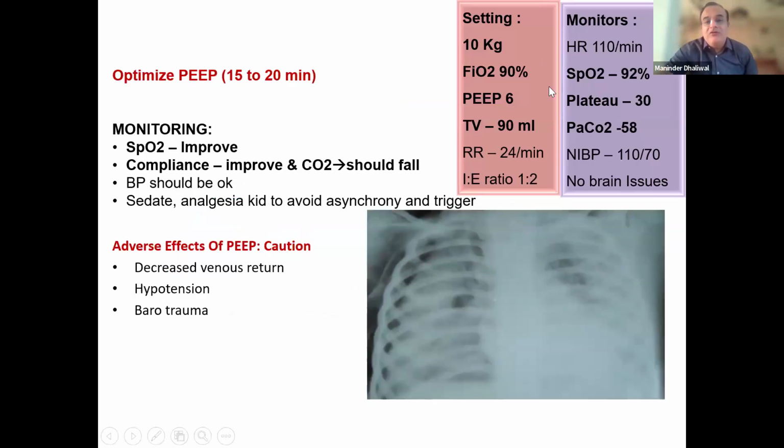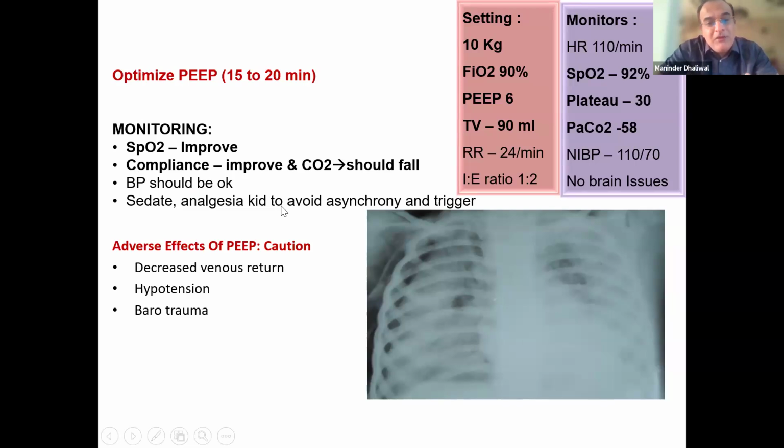Now over here, if you can see, we have this patient with an FiO2 of 90%, PEEP of 6, tidal volume of 90, and the respiratory rate is 24, whereas the monitor shows saturation is 92, plateau pressure is quite high, it is 30, PCO2 is high, 58. So now, how do you want to optimize your PEEP?